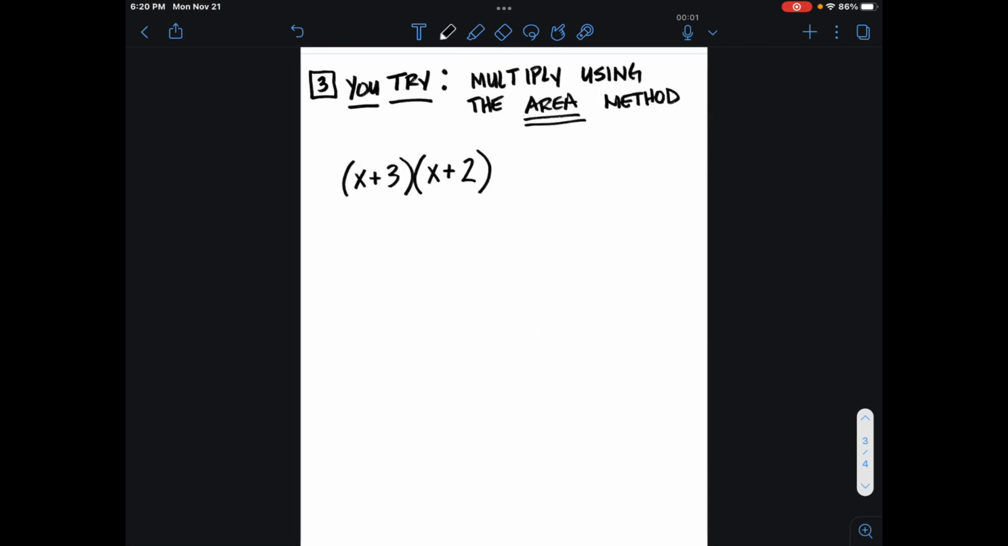Okay, so now at this point, we're going to test if the student has become the master, and to see if he can steal the pebble from my hand, grasshopper. So now, with the binomial x plus 3 and x plus 2, go ahead and use the area method using the tiles, and let's see how you do.